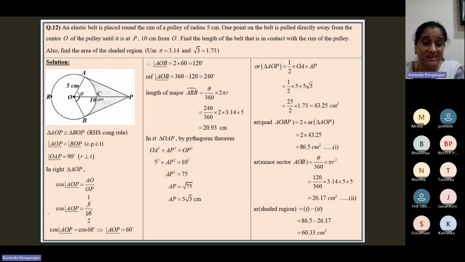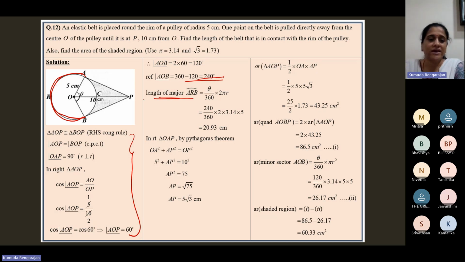So, we need to know the sector angle. That's very important to find the length of the major arc. Please go through this. We found the sector angle here, and after finding it, we find the length of the major arc ARB. First, we need to find the sector angle using trigonometry. Then, once you have the sector angle, find the length of the major arc ARB.